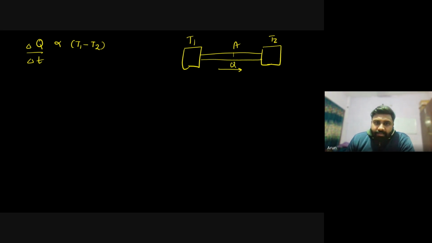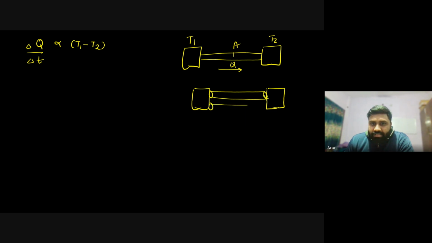Now, if I place, and you have to answer this, two rods of the same cross section, this is rod number 1, this is rod number 2. What will you say? Will the rate of heat transfer increase or decrease? Here we have only one rod of this particular cross section A. Here we have two rods of the particular cross section A.